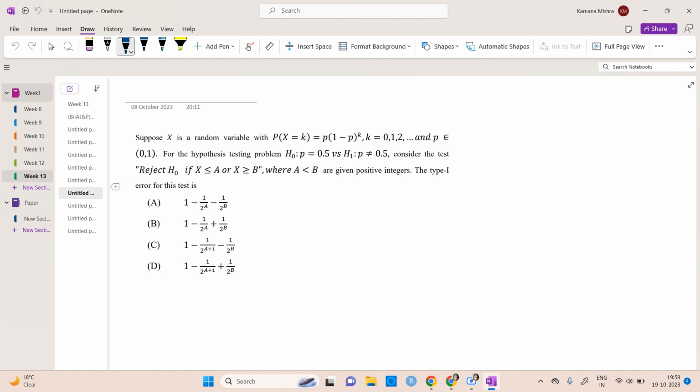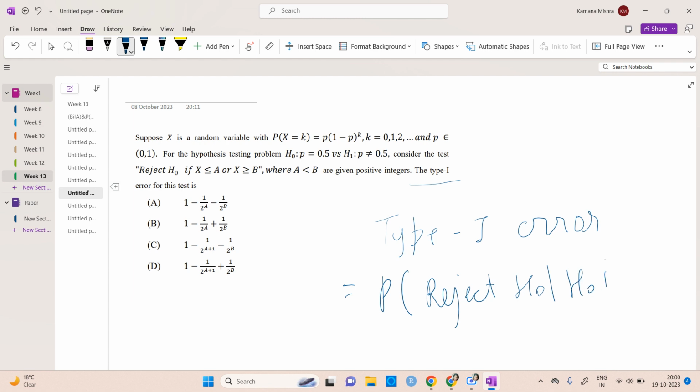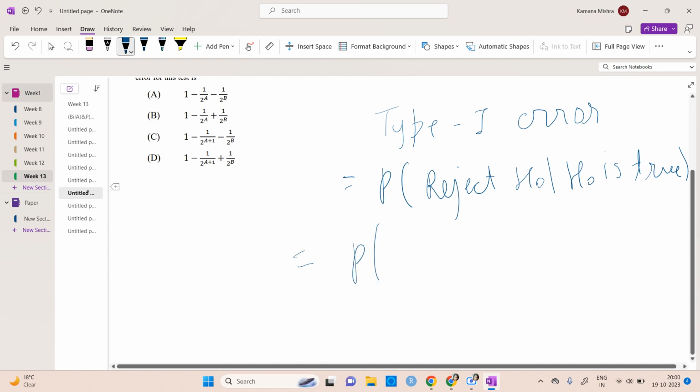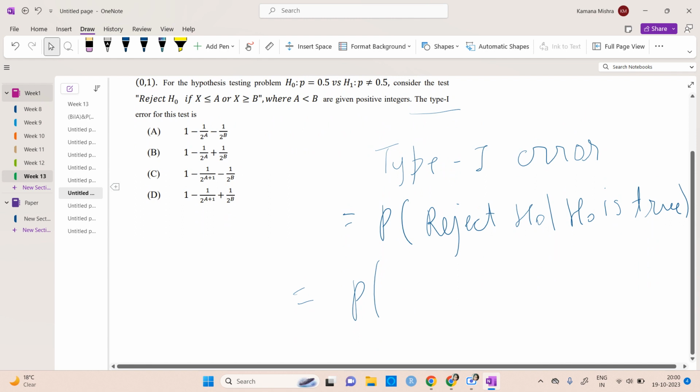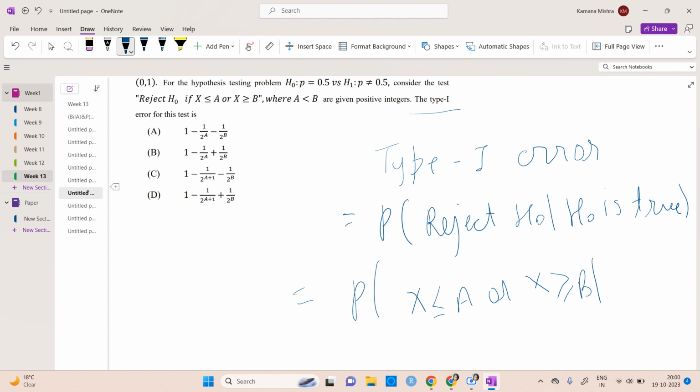and then we are rejecting the h naught if x is less than or equal to a or x is greater than or equal to b. So type 1 error we need to find. So what is type 1 error? If you don't remember, I can tell you, it is the probability of rejecting h naught when h naught is true, right? So rejecting h naught means the rejection region is what? X is less than or equal to a, or x is greater than or equal to b, given h naught is true, which means p is equal to 0.5.